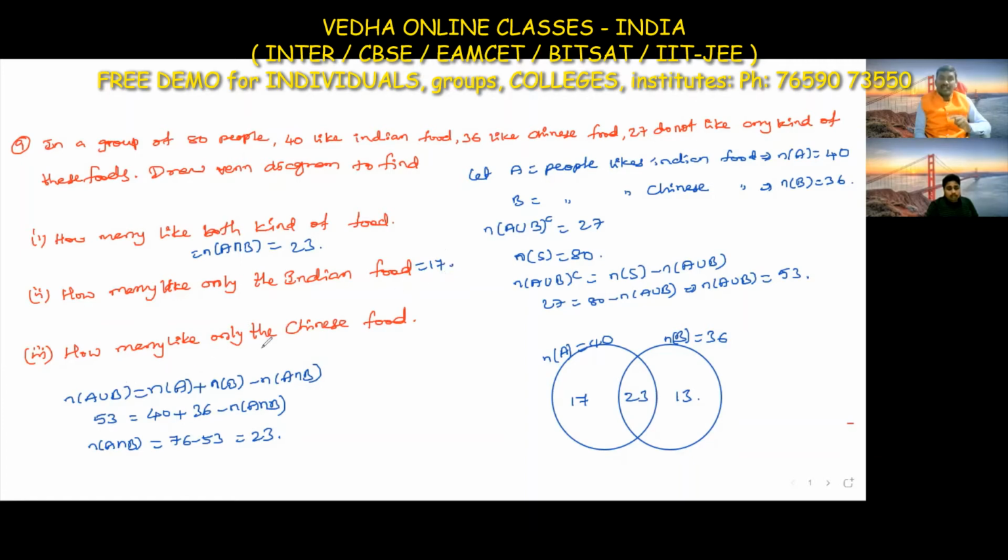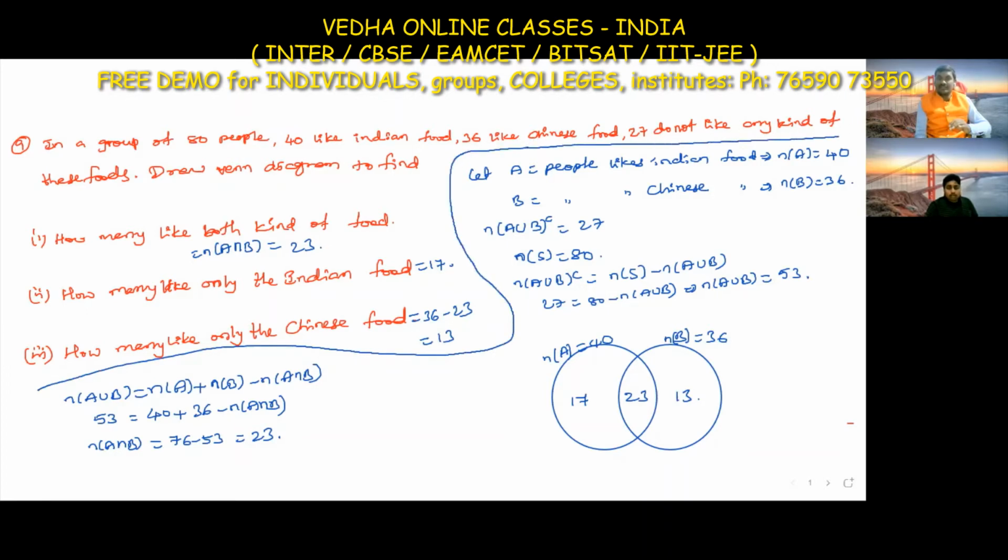Okay, 17. How many like only Chinese food? Only Chinese. Total Chinese food liked by 36. From that 36, subtract who likes Chinese and Indian, that is 23. 36 minus 23 equals 13. Okay, so this is the required solution. Understood? Okay, so now we'll go to the next question.